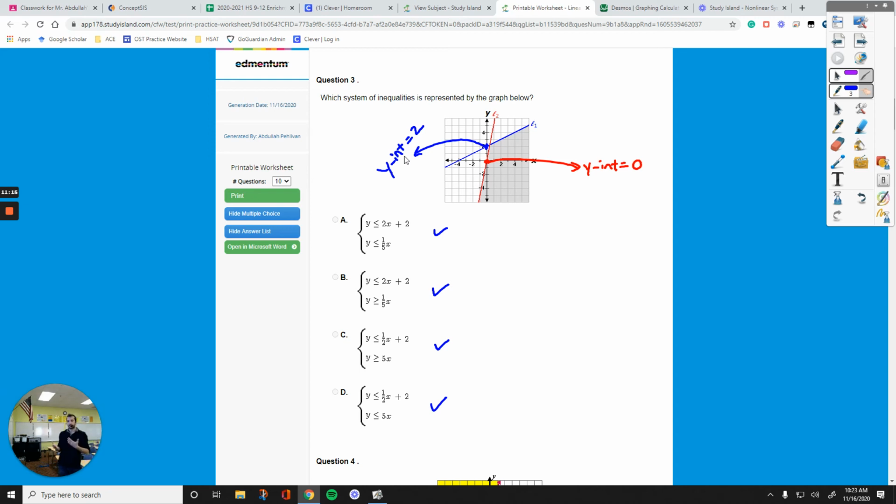Now, let's focus on the slopes, okay? Because both of the lines are going up. Red one is going up, blue one is going up. Their slopes must be positive. If we have a negative slope, that's not going to be our answer. But looking at the answers, they have like 2x, 1/5 x for all of the questions, and then there's 5x, 1/2 x. They're all positive. That didn't help. What are we doing?